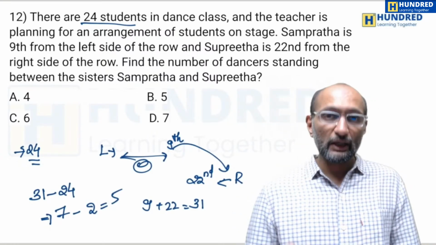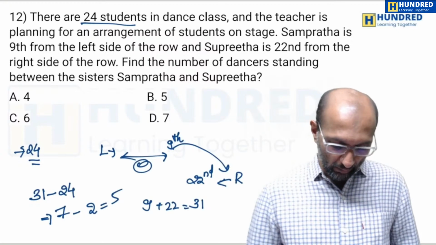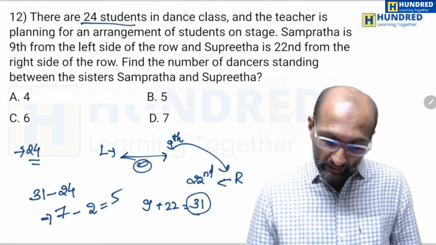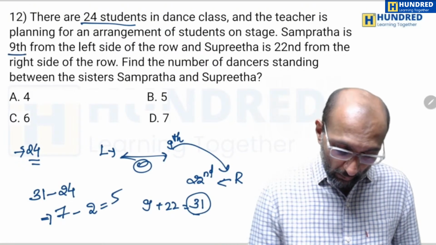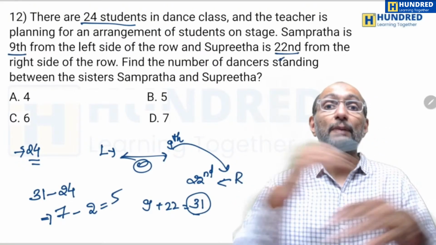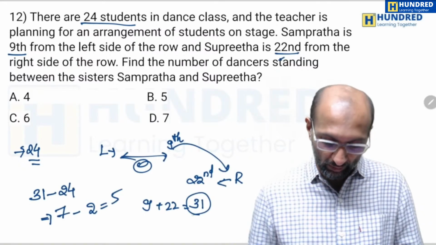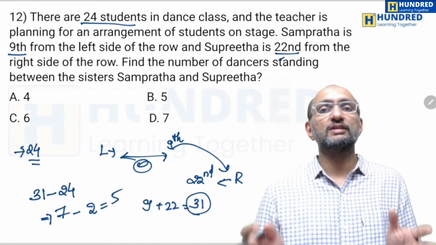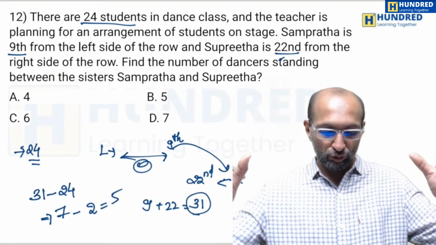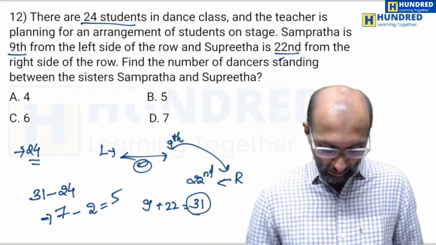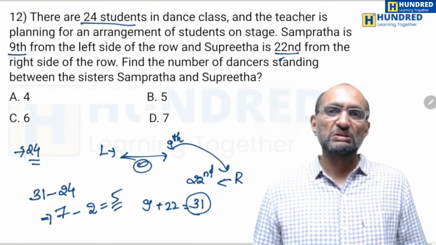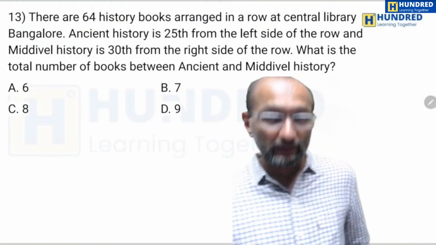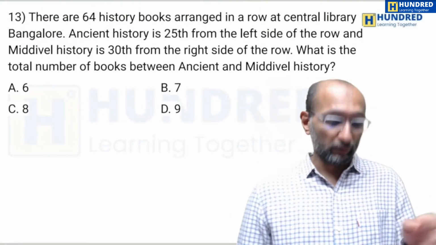See, let me repeat once again. The number of positions is 31, which is 9 plus 22, overlapping between the two. So 31. The number of students is 24. So how many positions are left? 7. Then you remove Samprata and Suprita from the equation. How many are left? Simple. Next question. We saw positions there, and here too there may be an overlap.